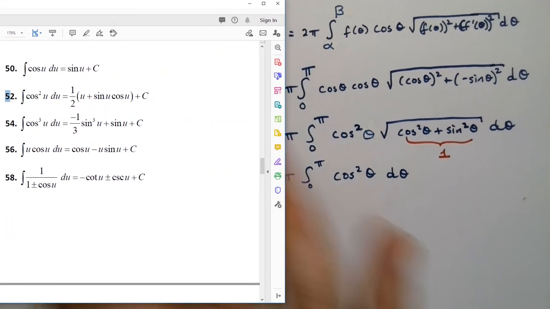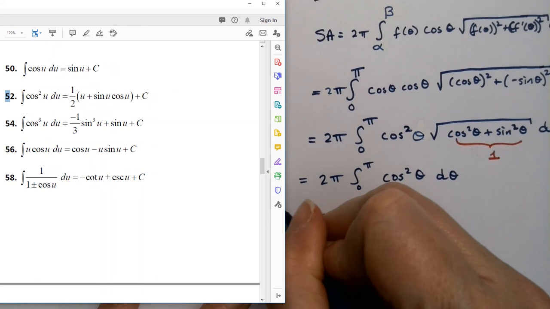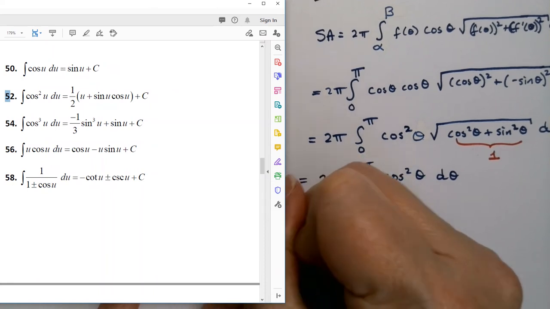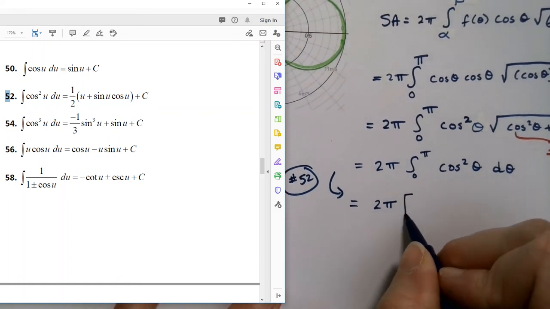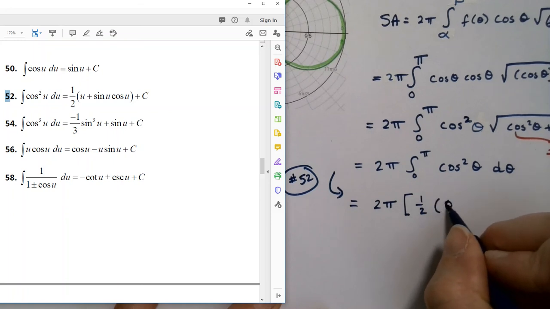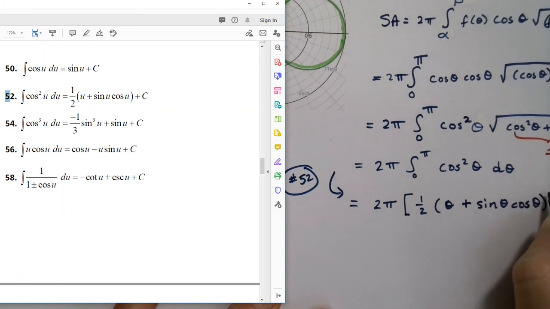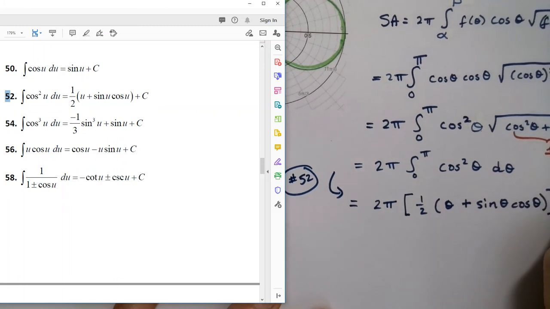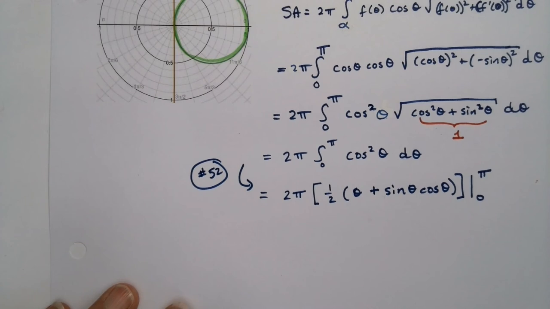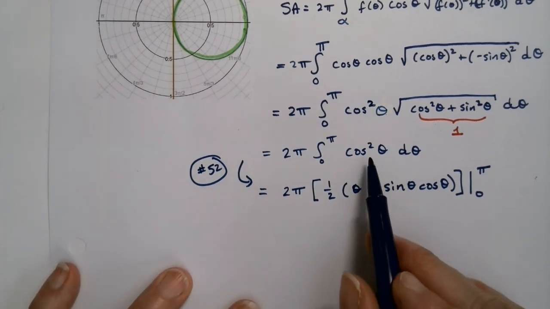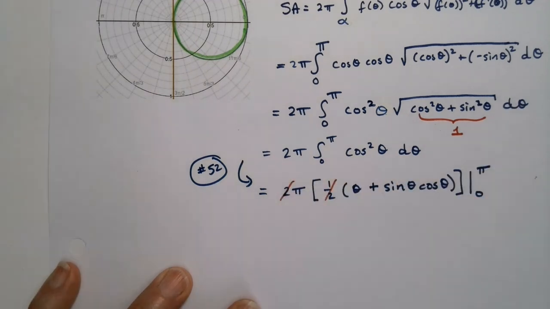So this is equal to 2 pi. I'm going to write the formula I'm using, of course. Number 52. So it's 2 pi times 1/2 theta plus sine of theta cosine of theta from 0 to pi. I'll make that disappear now, because u for me is theta. It's really easy. There's not even a u substitution in this problem. The 1/2 and the 2 are going to cancel, so we don't have to worry about those. They are out.